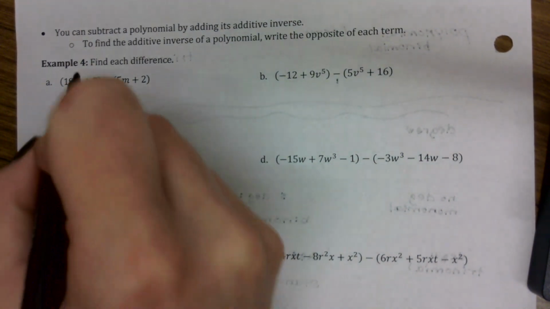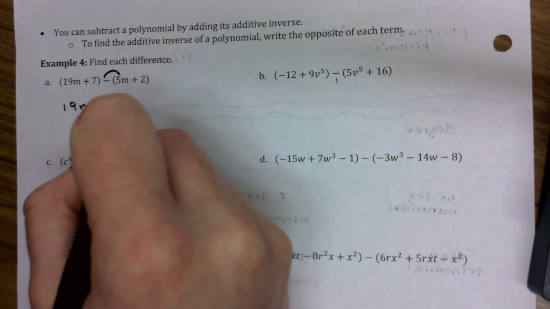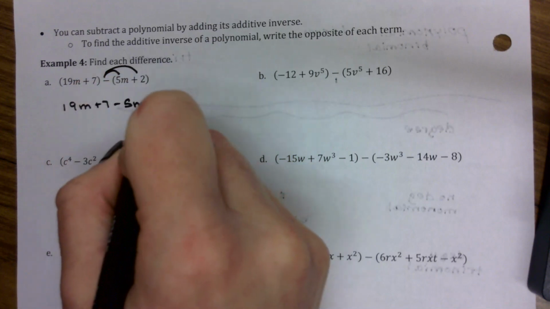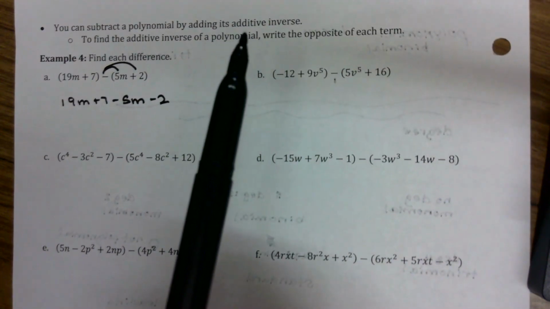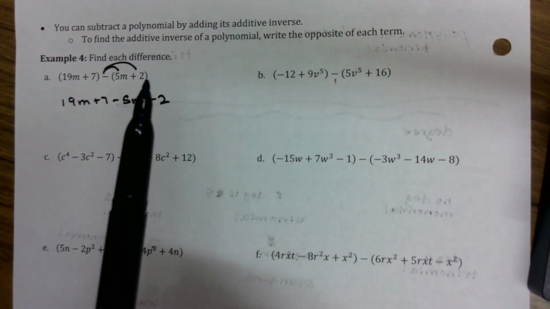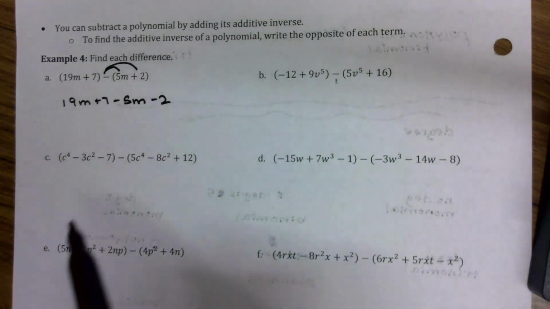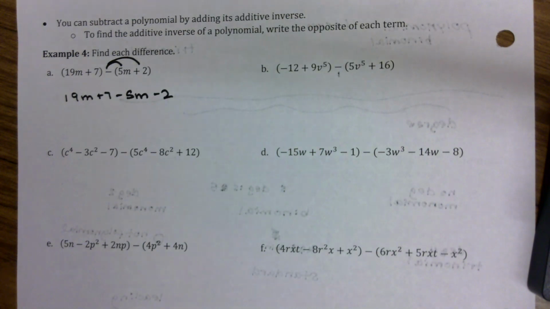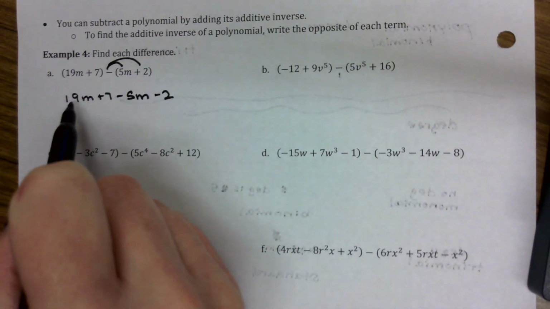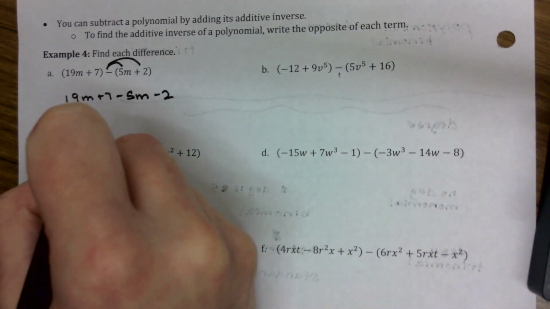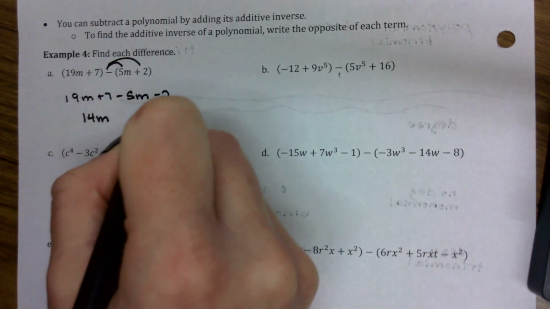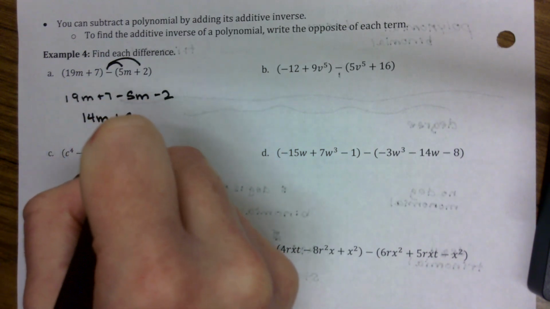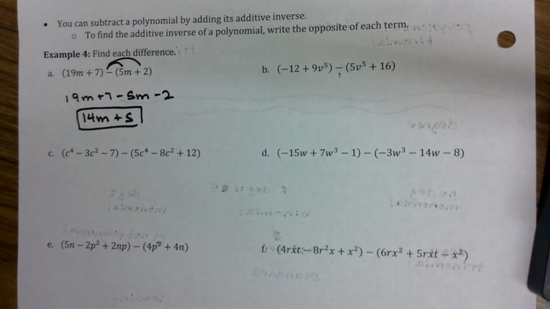Rewrite these, please. We're subtracting 5m. We're subtracting 2. That's what they mean when it's finding its inverse. The inverse of 2 that's positive is a negative 2, okay? So now we just combine like terms like we did on the front, okay? So we have 19 and negative 5, which is a positive 14. 7 and negative 2, which is a positive 5. That's it. So you're doing the same thing.